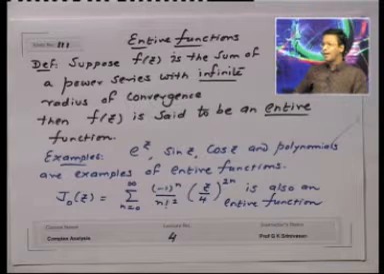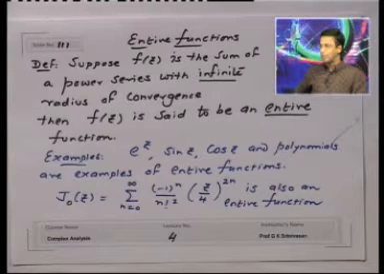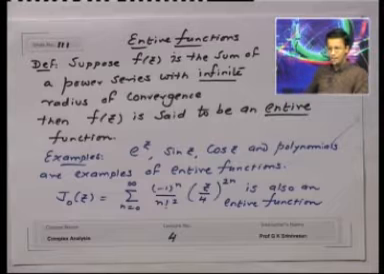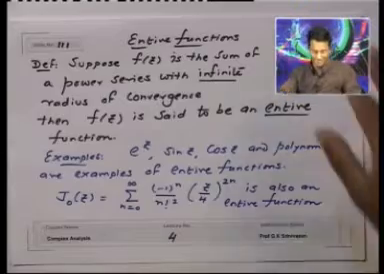Jp(z) is an entire function when p is a non-negative integer. J half is not an entire function, by the way. p is an integer and p is non-negative. And what is J0 prime? Minus J1. So, J1 is also an entire function, right, for example.